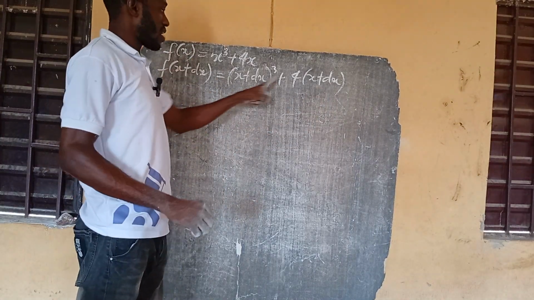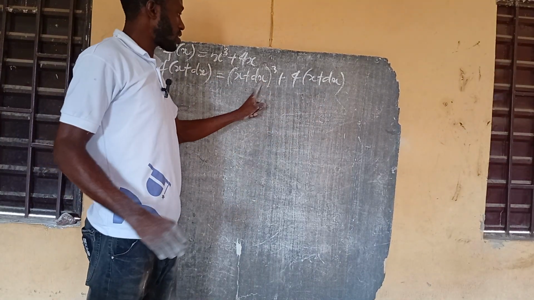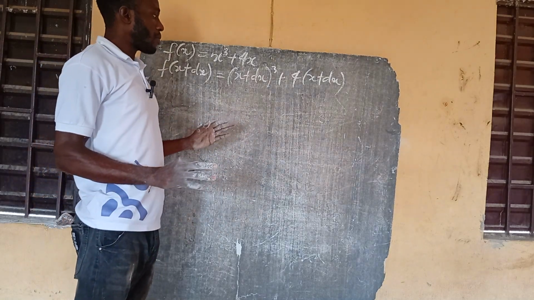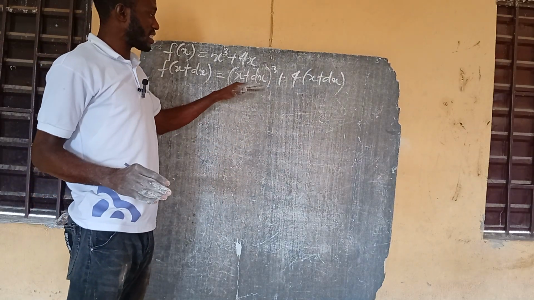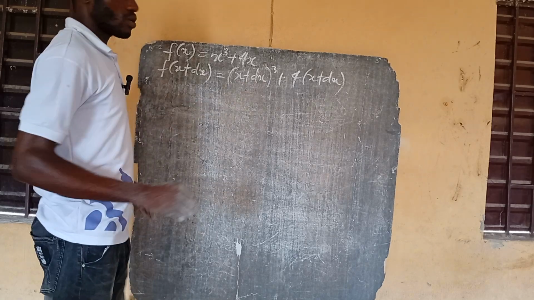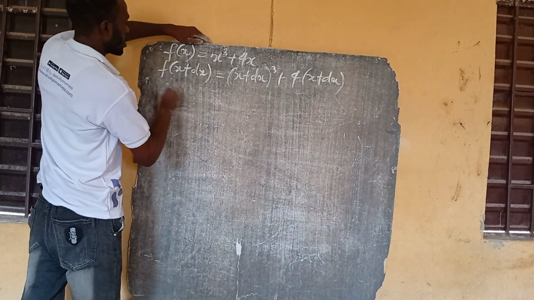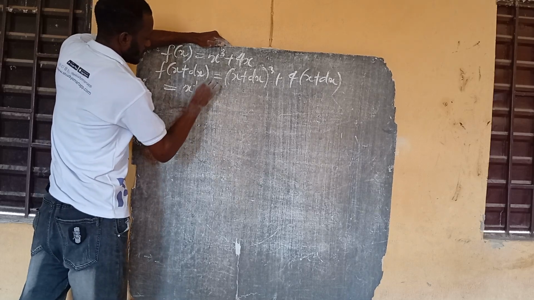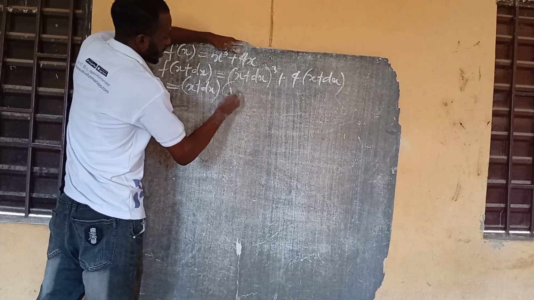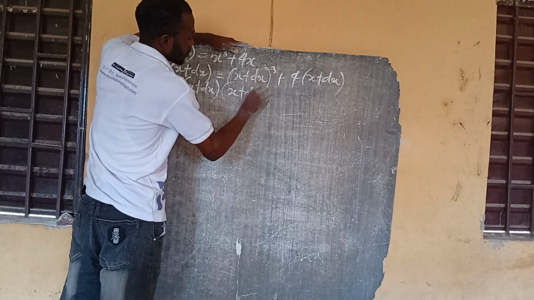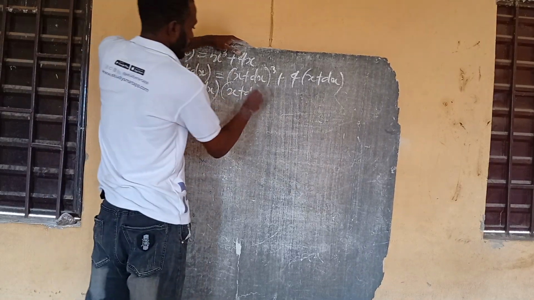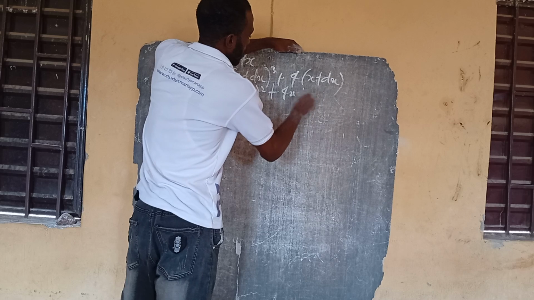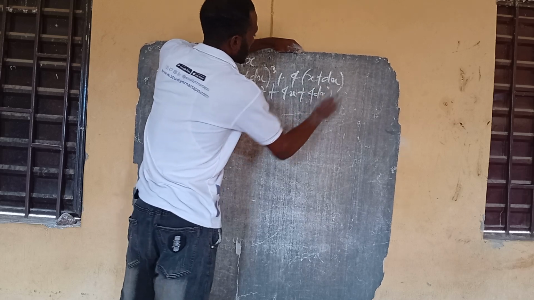f of x plus dx will affect even this guy, not just this guy. Is that okay? So the first work to do is let's express this guy in full. This becomes x plus dx into bracket x plus dx squared, all squared plus 4x plus 4 dx.